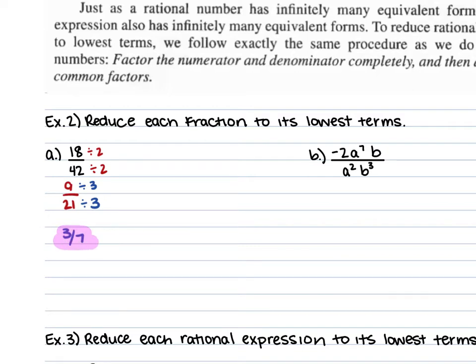If you knew off the top of your head that 6 was your greatest common factor, you could have divided the 18 and the 42 by 6 to begin with. It's totally up to you. There's no wrong way of doing this as long as it's completely simplified and in lowest terms.